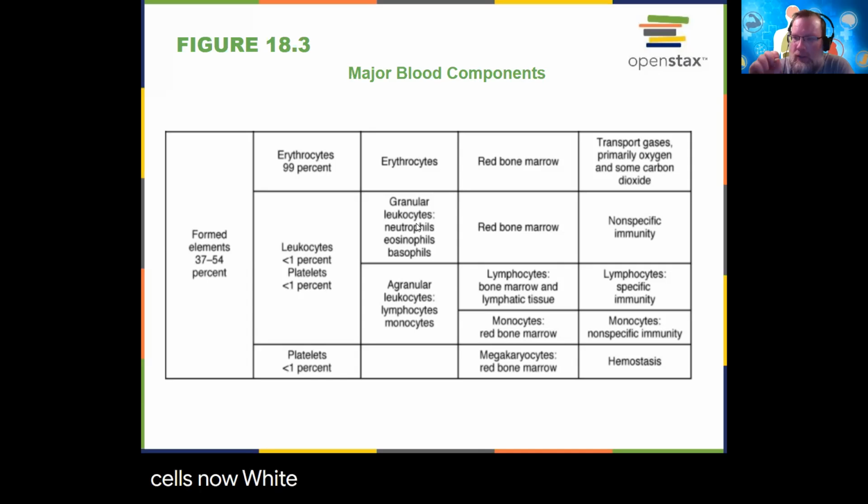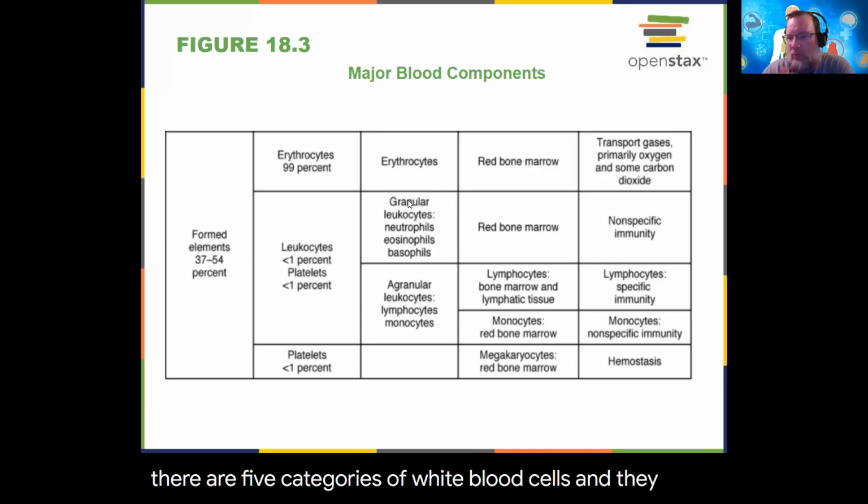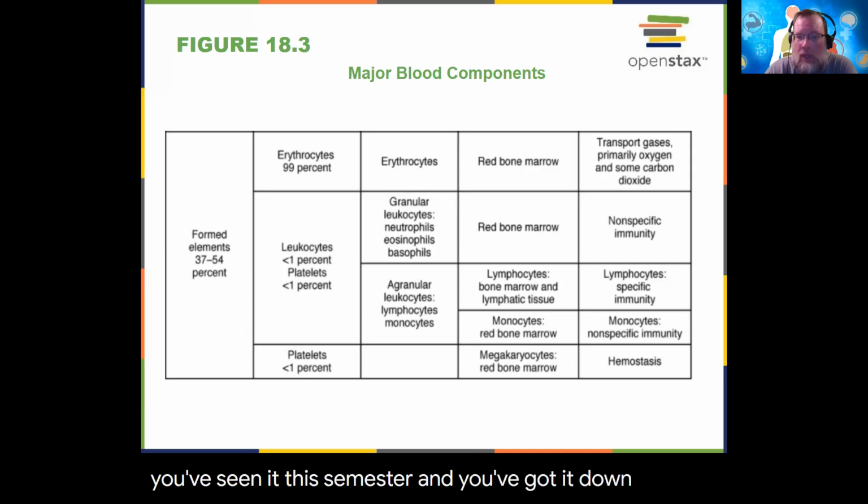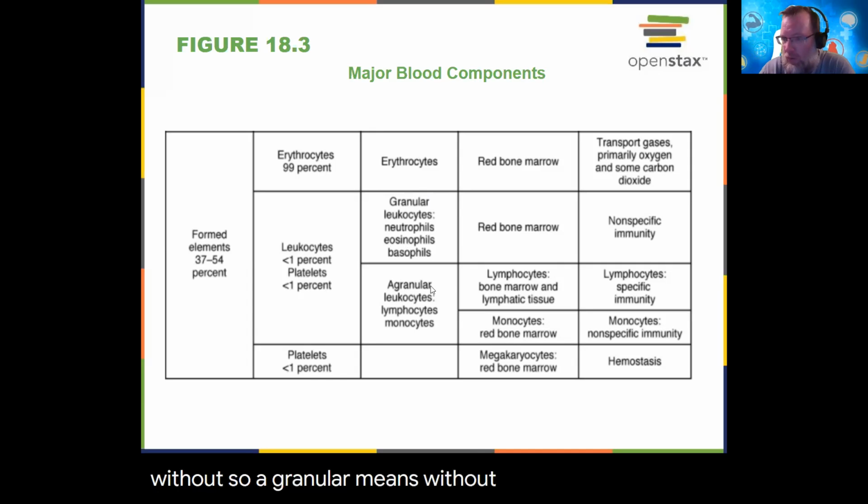Now, white blood cells have 5 different types. Okay, there are 5 categories of white blood cells. And they break them down into being either granular or agranular. The only difference is we put an A in front. And again, those of you who've had med term, or maybe you've seen it this semester, A in front of something means without or not, right? So agranular means without granules. Granular means with granules.